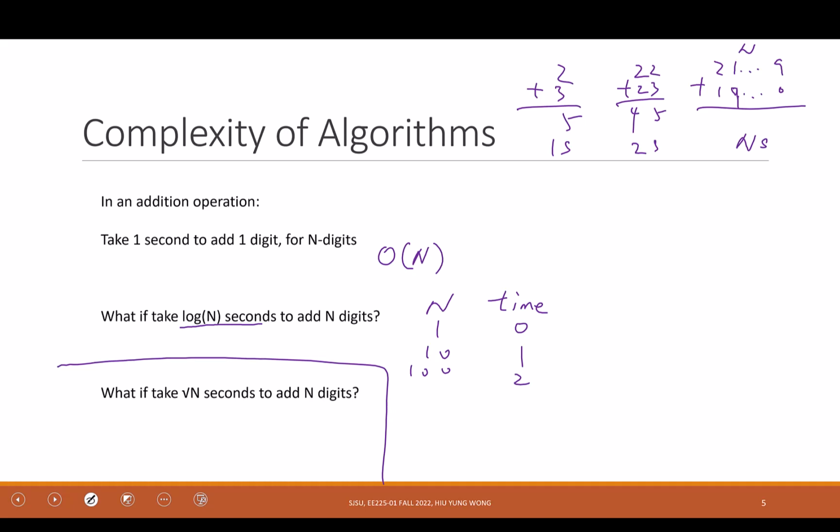What if I have 1 trillion? 10 to the 12 is a trillion, right? 1 trillion digits. How much time do I need to do this calculation? 12 seconds. It's a big difference from the linear operation, right? I only need 12 seconds to do 1 trillion digits. This one, we call an exponential speed up of the original algorithm.